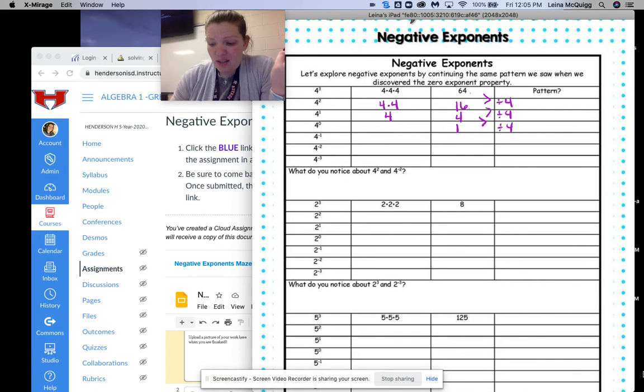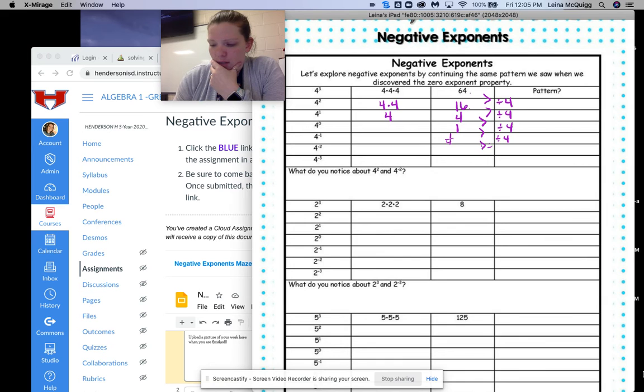So now let's continue that pattern. We figured that out last week. Let's see what happens if we do that again. So we have this 4 to the negative 1. We're going to keep going down. We're going to keep dividing by 4 again. Well, that means I have 1 divided by 4, which is 1/4.